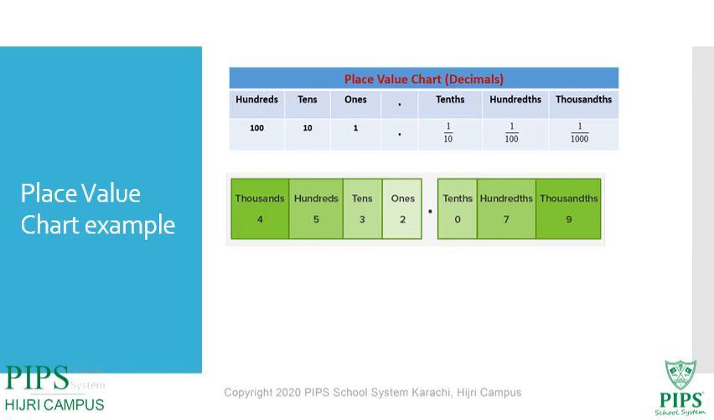Similarly, after the decimal point, the fraction values come. For example, if the value is 0.1 or 0.2, then the 2 or 1 will be written in the tenth place. If the example is 0.08 or 0.07 or 0.06, then 6, 7, 8 are written after the 0 in the hundredth place. And if the value is 0.006 or 0.007, then it will come in the third place, which is the thousandth place. So this is how you will see the place value chart.